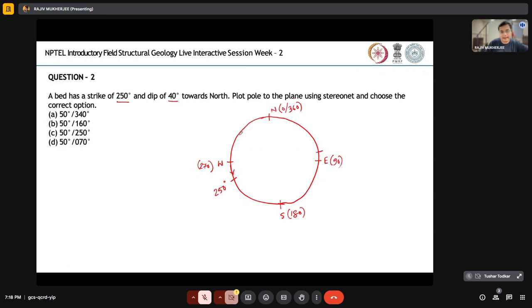and since it is saying that it has a 40 degree dip, that means it is much steeper. So the great circle should be looking like this. So it is not exactly to north, but northwest kind of thing. So this is the bedding plane.